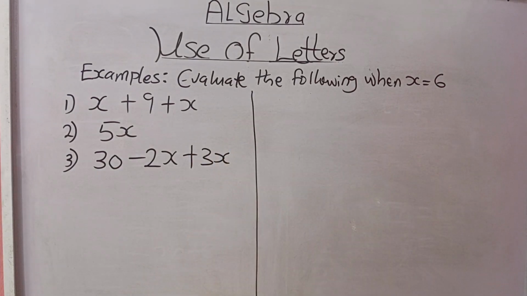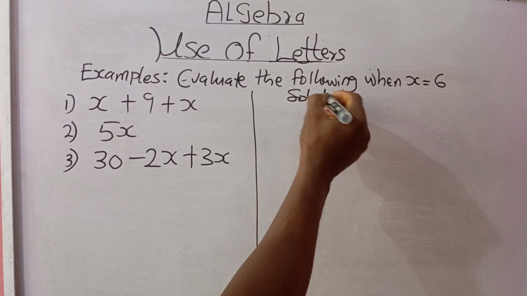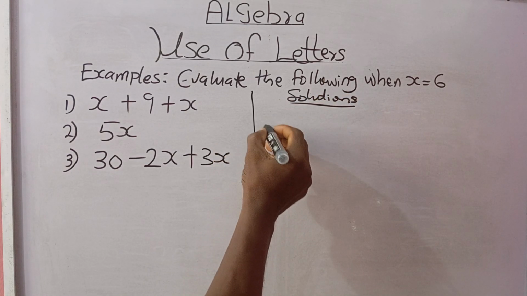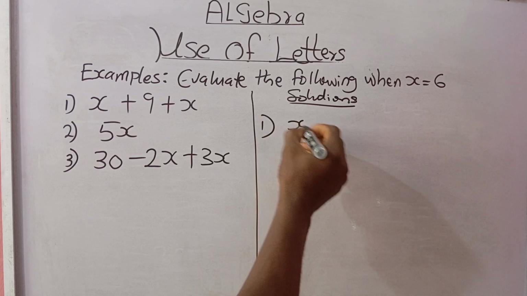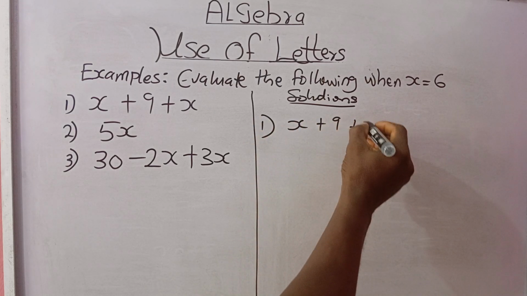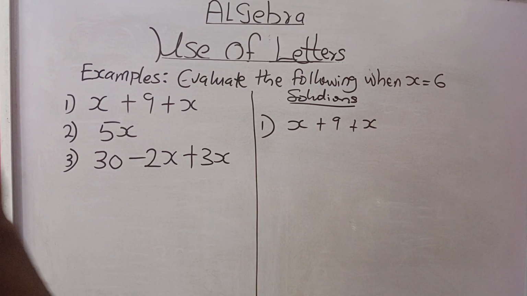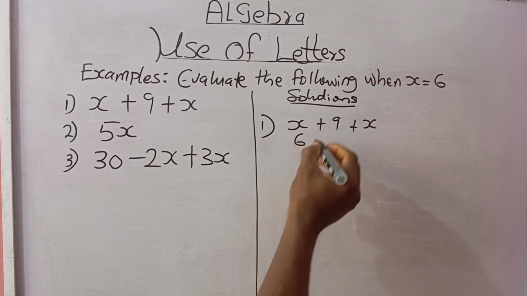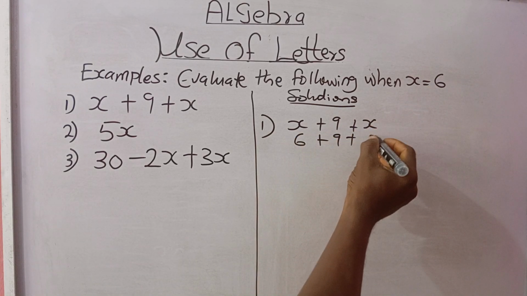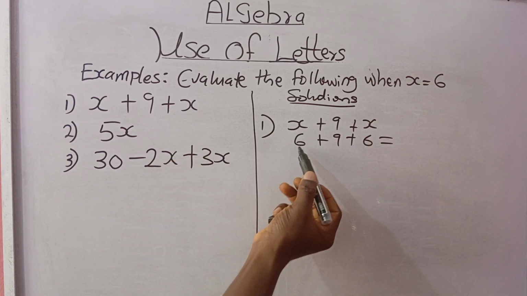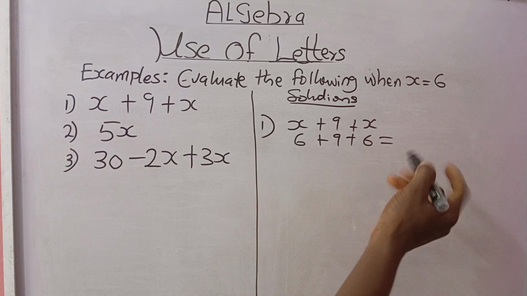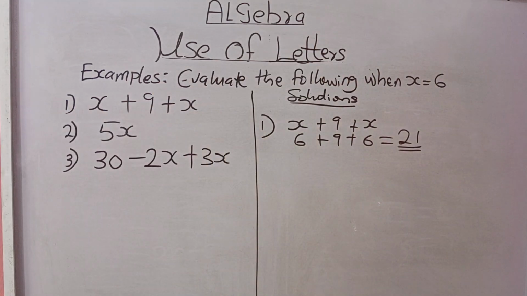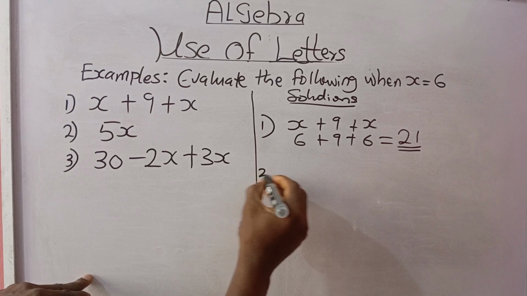Now let's get the solution to this. All right, so the solution goes as follows. Number 1, we have x plus 9 plus x. They said wherever we find x, we should put 6. So in place of x, I put 6 plus 9 plus 6. What would the value be? 6 plus 9 will give us 15, and 15 plus 6 will give us 21. So 21 is the value of this. All right, so number 2. I hope this is clear enough.